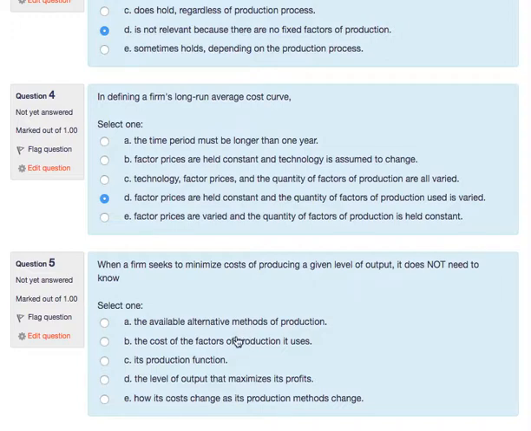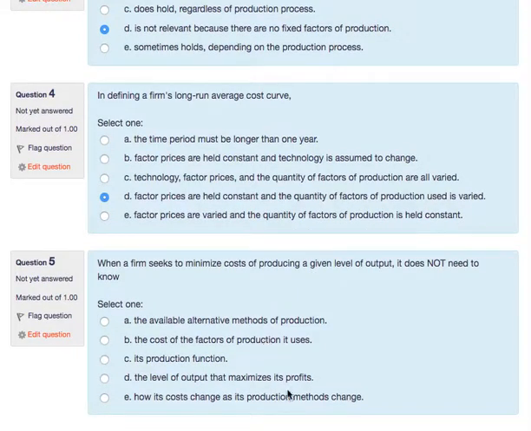The cost of the factors of production it uses, well, the people they hire, the machinery they use, they need to know how much it costs. It's the production function, that relationship between hiring more people or using more capital to produce more. They need to understand that relationship. The level of output that maximizes its profits. We don't know anything about profits at this stage or price. So this one, we don't need to know. How its costs change as its production methods change, we need to know this as well.